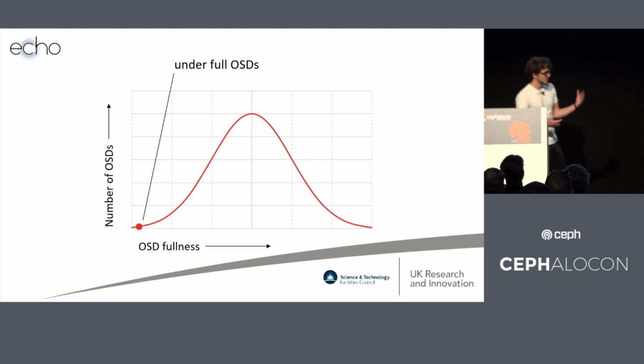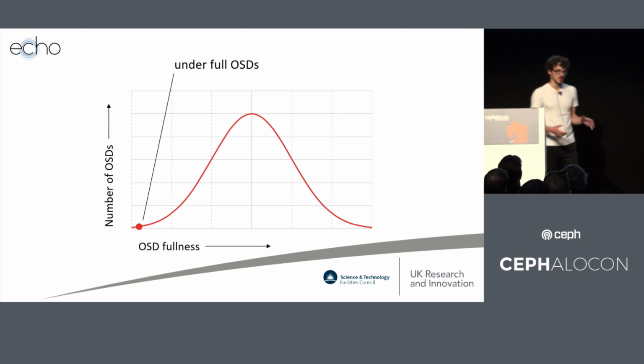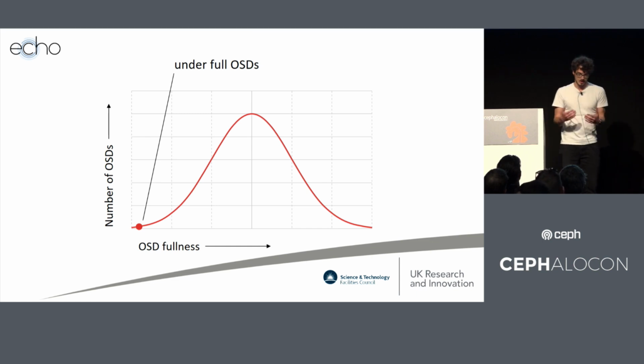So on the left of your distribution, you've got your underfull OSDs. These are the ones that, in general, have fewer placement groups than the average OSD in the cluster. And if you can't figure out how to get more placement groups onto that OSD, you're never going to be able to use the space in it. It's always going to be less full than the rest of the population, and that's wasted space.